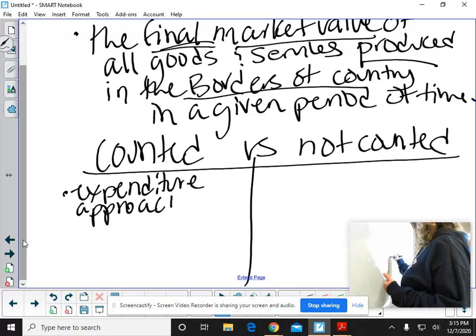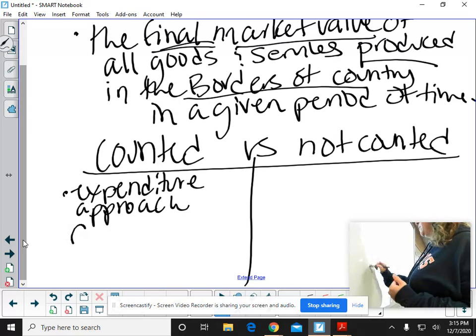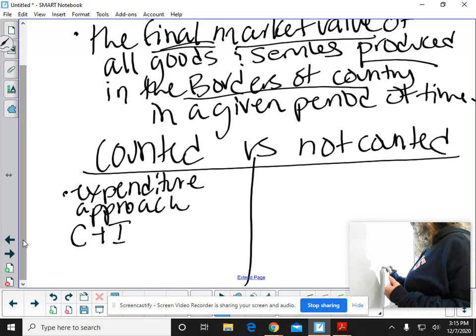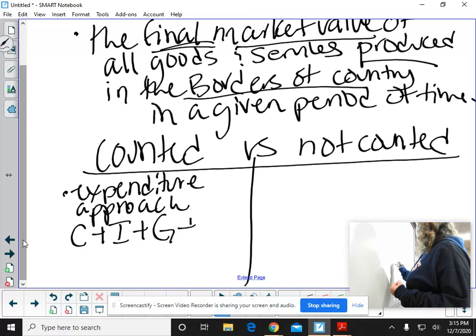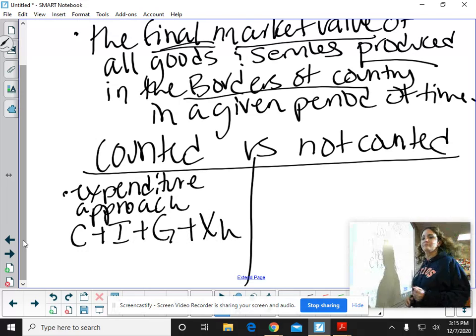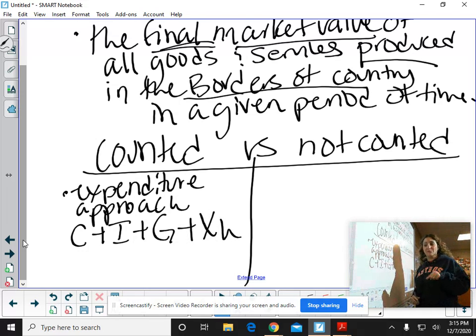You guys probably know this one best. It is consumer spending plus investment spending plus government spending plus net exports. Remember, this is all of everyone's spending. I buy, businesses buy, governments buy, and foreigners buy, and it has to be spending in the United States. That's one way that you can measure GDP.